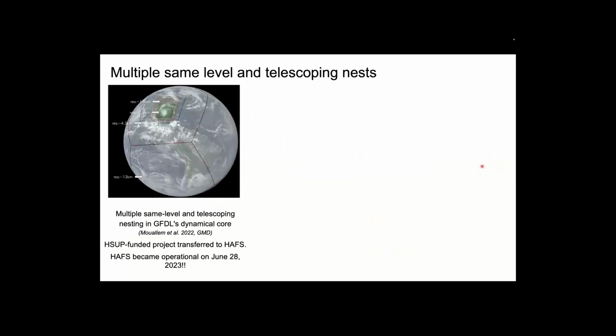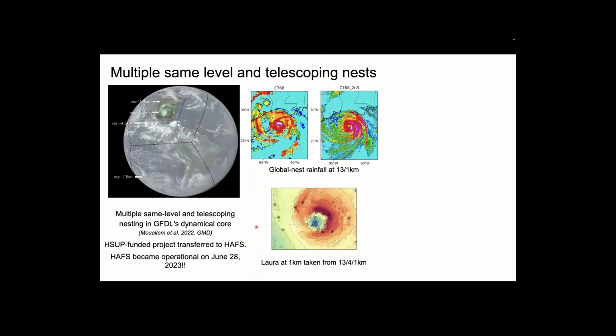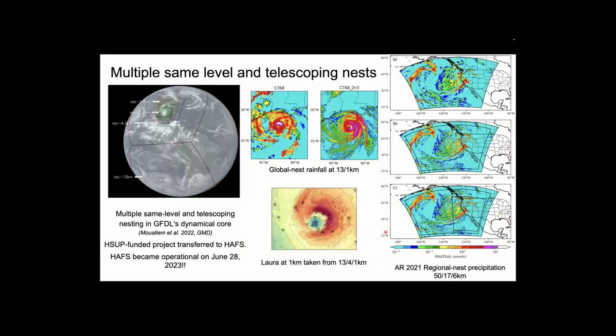So this project was initially funded by the Hurricane Supplemental Project, and we have transferred this technology to HAFS, which became operational on June 28 of last year. Some other fields that one can look at, for instance, are precipitation and the winds at 1 kilometer that you see here. And we also have this capability working in a regional domain.